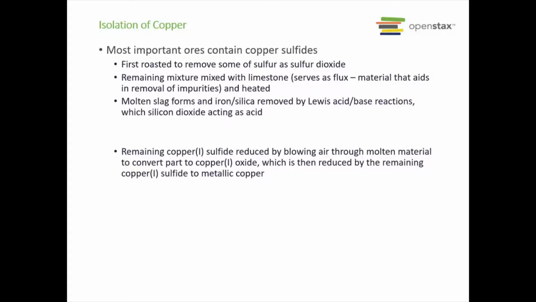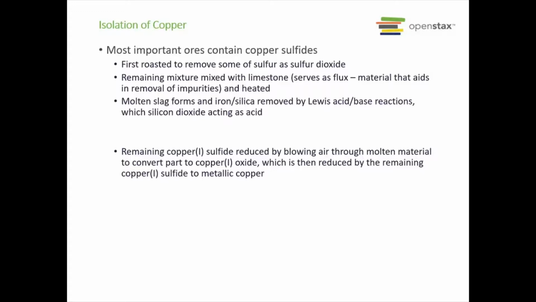So the next metal we're going to talk about is the isolation of copper. The most important ores of copper are copper sulfides. And don't forget, a lot of copper we can get in its elemental form. So this is talking about the copper oxides and sulfides. It can be found as tenorite, which is CuO, or copper hydroxycarbonates like malachite. But the most important are the copper sulfides. So first, the sulfide ore is roasted, and this is going to remove part of the sulfur as sulfur dioxide, but not all of it, which is what I thought was really interesting.